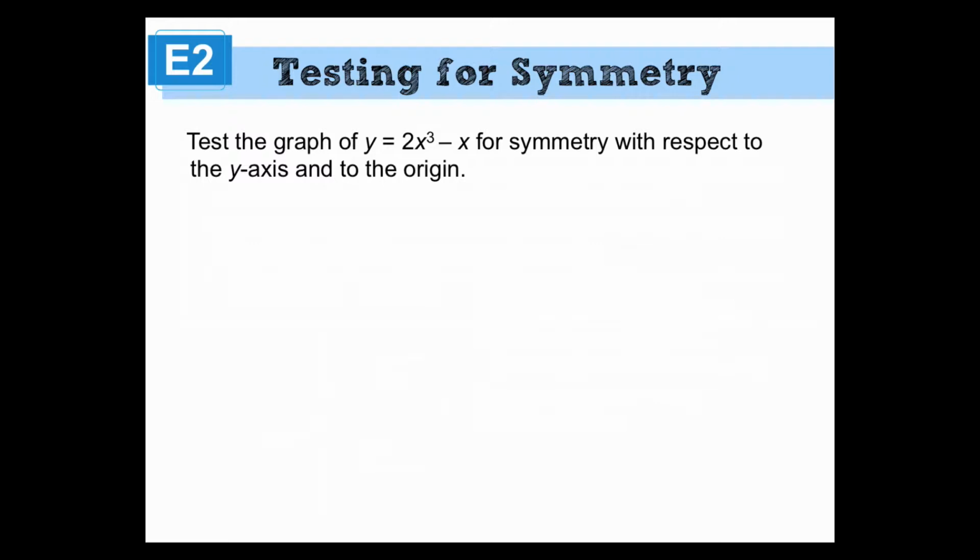Question? So if the exponents are both odd, they are symmetric about the origin. Correct. So what happens if they're both even? Then it's symmetric about the y-axis. And what if you have even and odd combined? It's neither. Just some weird function that's not going to be symmetric at all.